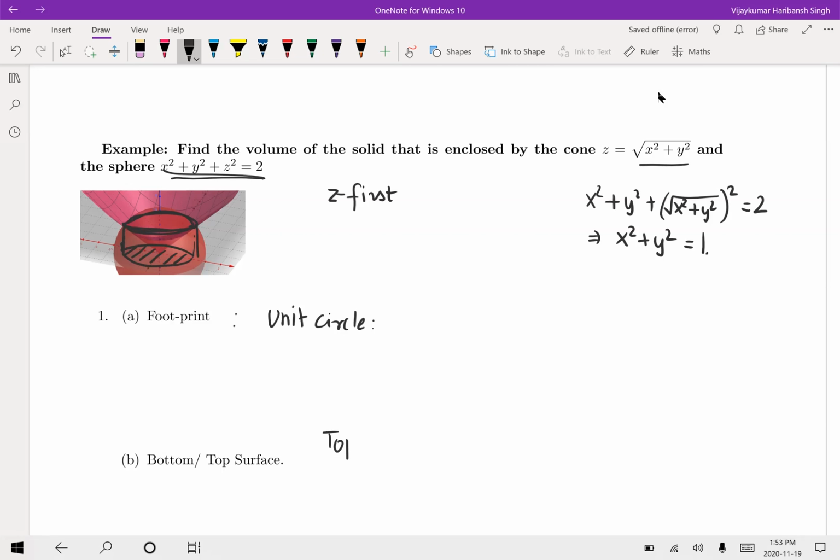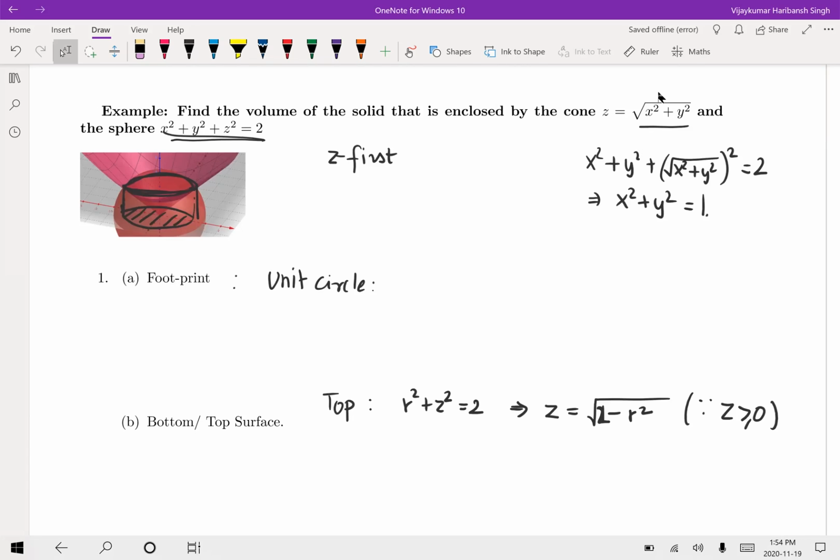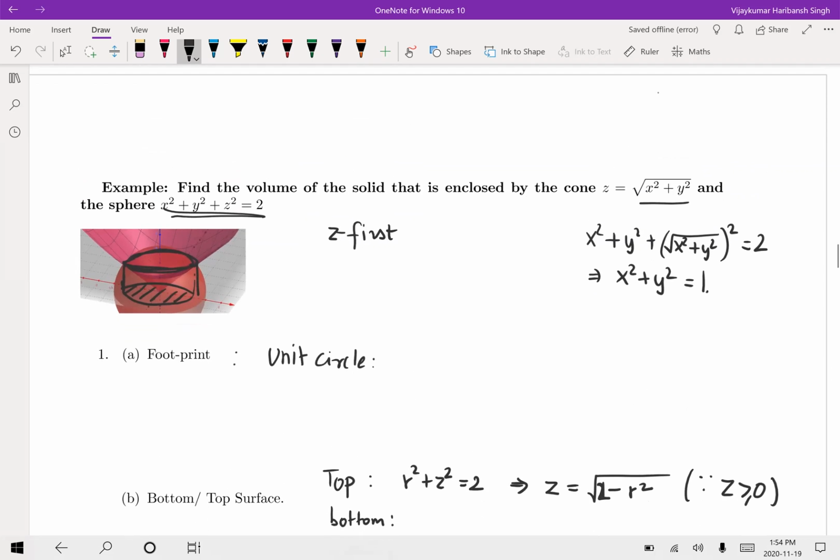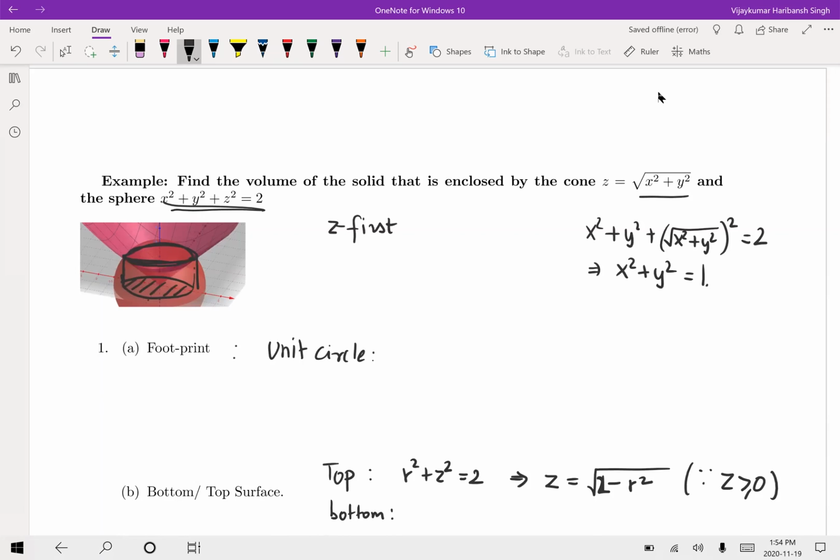So the top is r squared plus z squared equals 2, which implies z equals square root of 2 minus r squared. Since z is greater than or equal to 0, I'm only taking the positive root. Okay. Now, the bottom is a piece of this cone, right?